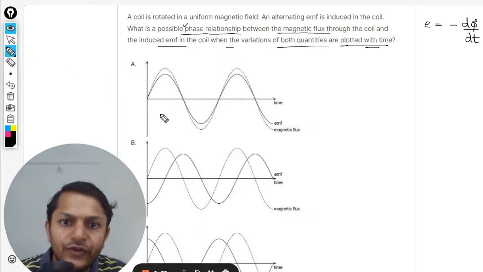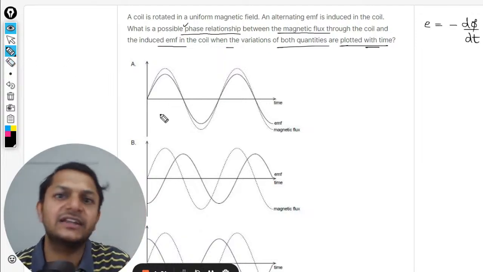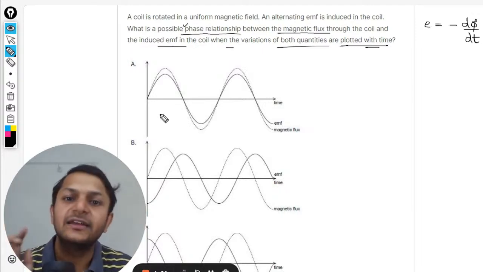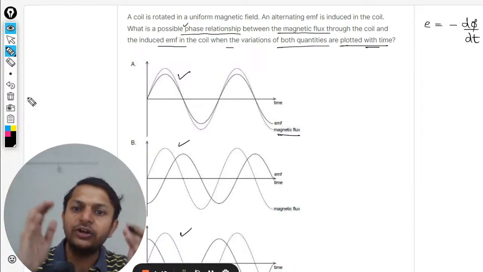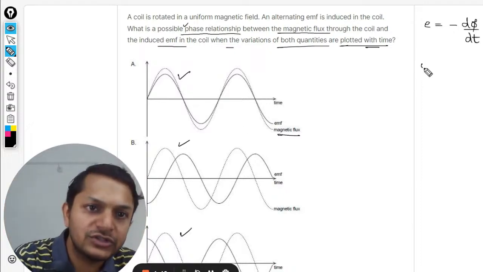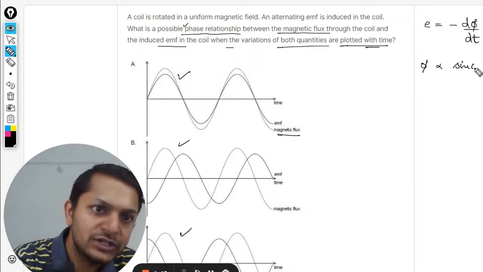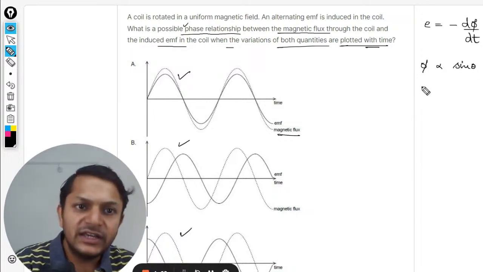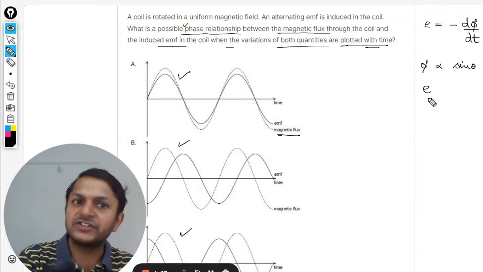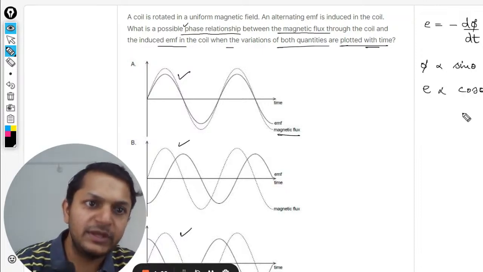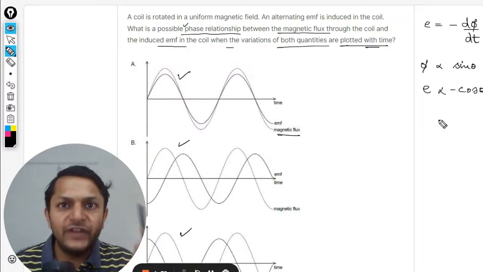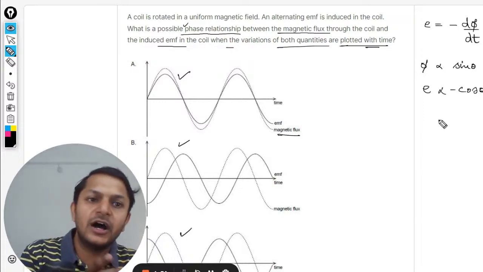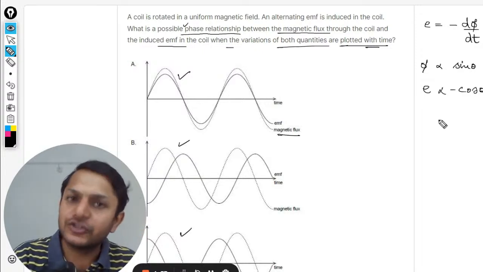Now, let us see. First of all, what is the variation of the flux that is given here? Is it cos or is it sine? You see here, the magnetic flux is shown in the dotted line. So this is sinusoidal, this is sinusoidal, this is sinusoidal. So in majority of cases, it is sinusoidal. So we are going to say that the flux is directly proportional to sine theta. Now, obviously, the EMF that will be produced, we have to differentiate sine theta. So that will be cos. So it will be directly proportional to cos, but there is a negative sign also. So the EMF induced now will have a formation of a negative cosine graph.